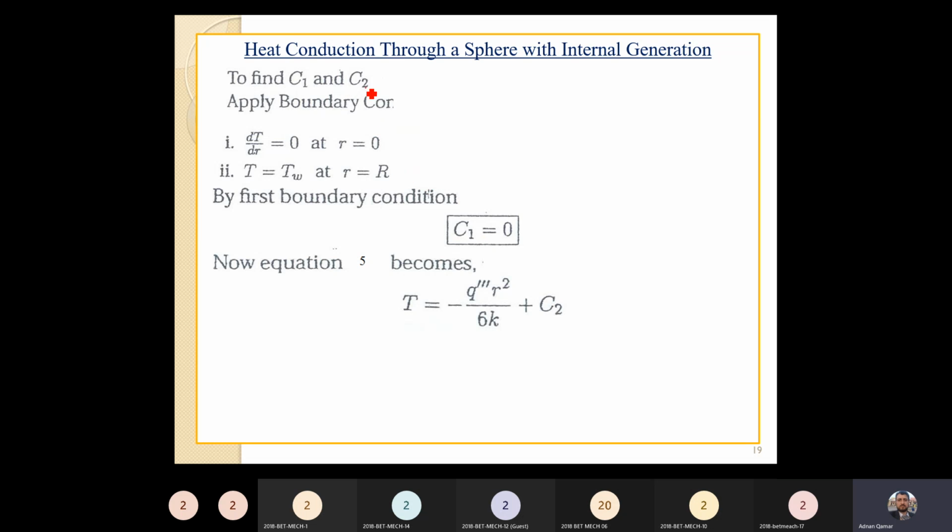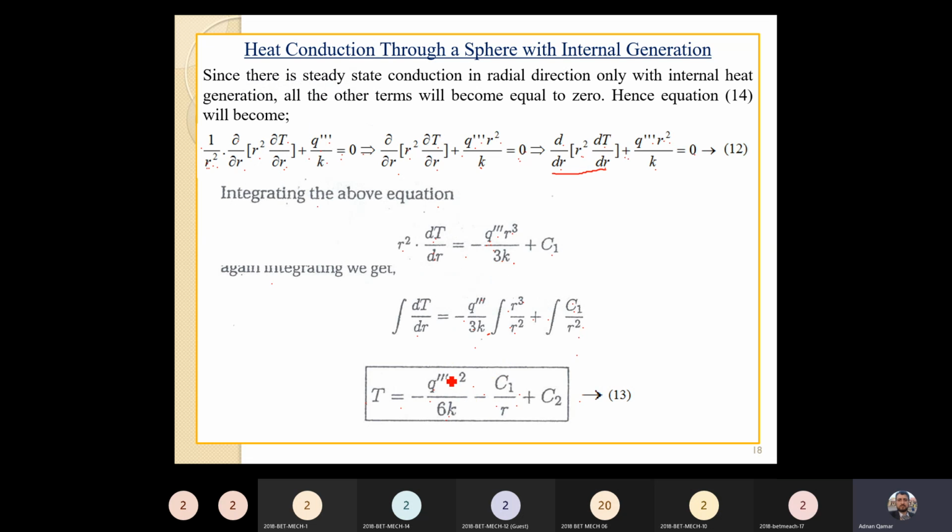To find c1 and c2, apply boundary conditions at dT over dr is equal to 0. When the temperature gradient in r direction is 0, steady state condition, r equal to 0, it is at the center, and T is equal to Tw at r is equal to R at the outer periphery. By applying the first boundary condition, put dT over dr is equal to 0, you will get c1 equal to 0.